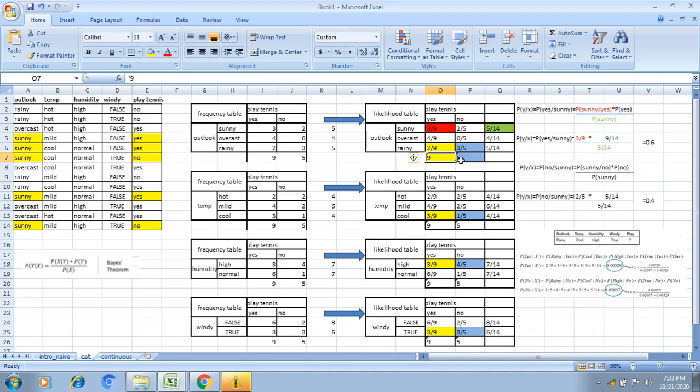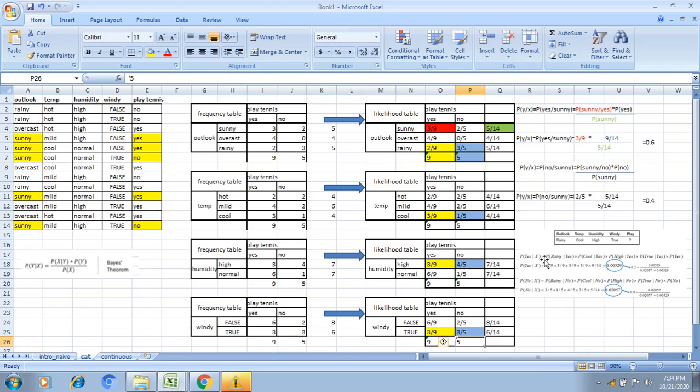The probability of rainy given no is 3 divided by 5. The probability of cool given no is 1 divided by 5. The probability of high with respect to no is 4 divided by 5. And true with no is 3 by 5. The last one, the probability of no, is 5 out of 14, because we have 5 no's. That's why it is 5 divided by 14.